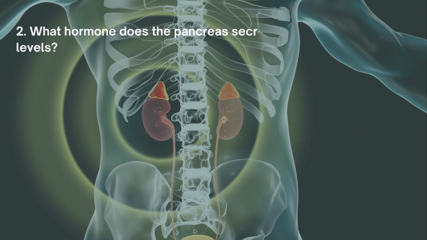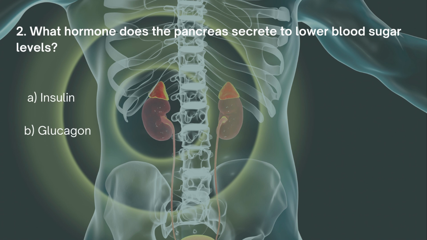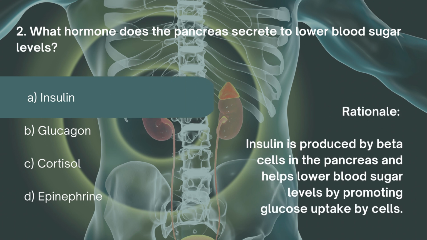2. What hormone does the pancreas secrete to lower blood sugar levels? A. Insulin. B. Glucagon. C. Cortisol. D. Epinephrine. Rationale: Insulin is produced by beta cells in the pancreas and helps lower blood sugar levels by promoting glucose uptake by cells.